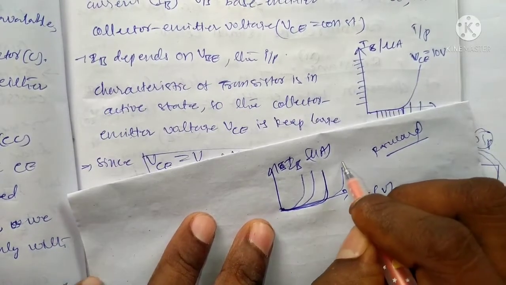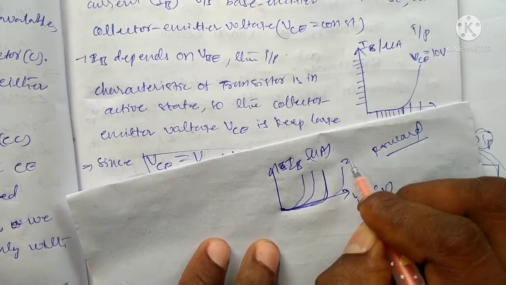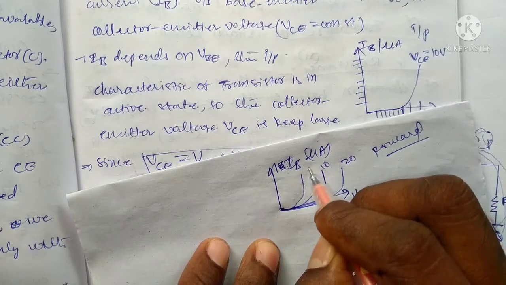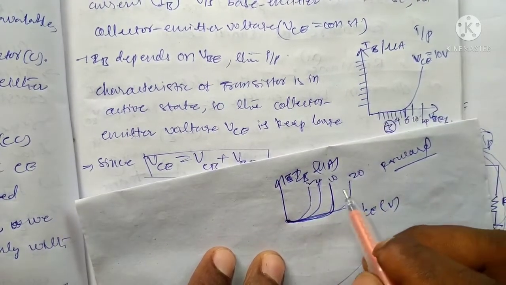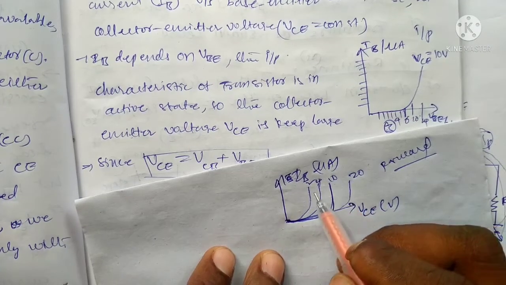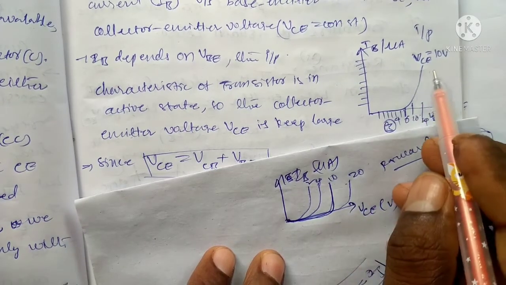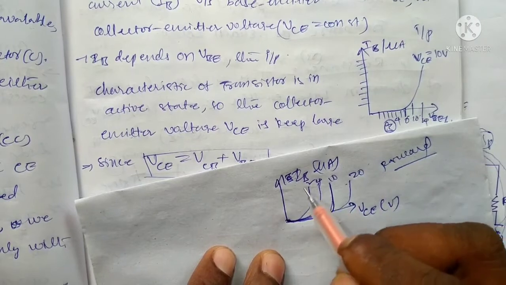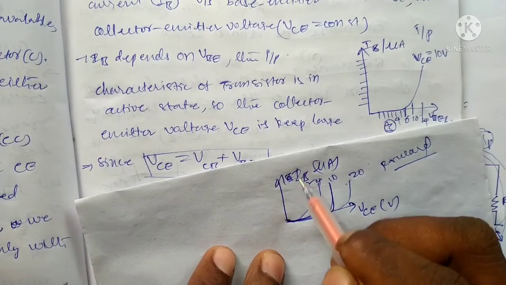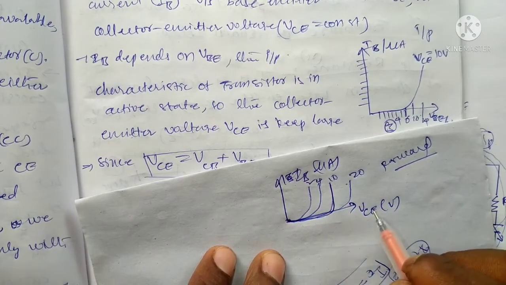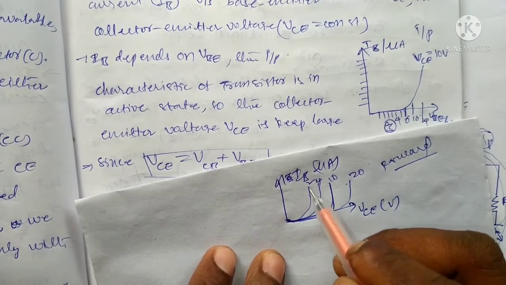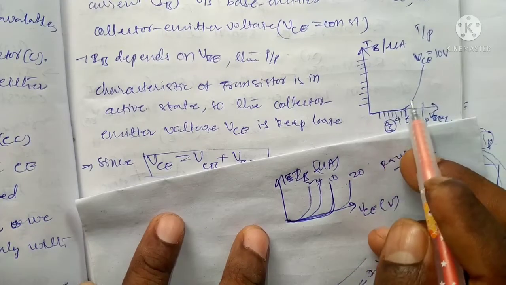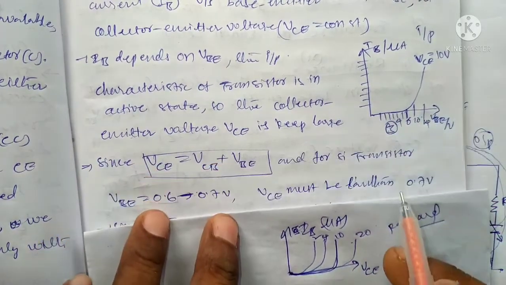Suppose VCE is 20 volts, 10 volts, 4 volts, 2 volts. That means the variation of the base current at constant VCE, for 10 volts, the behavior is the same. As VCE increases, the base current changes. This is the variation of the base current at constant VCE.